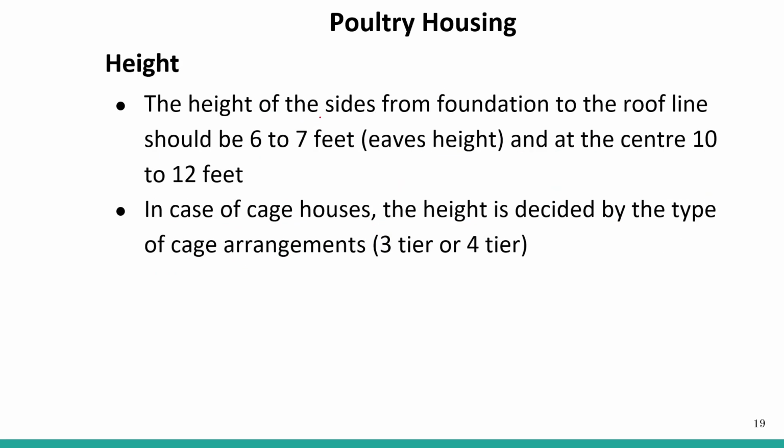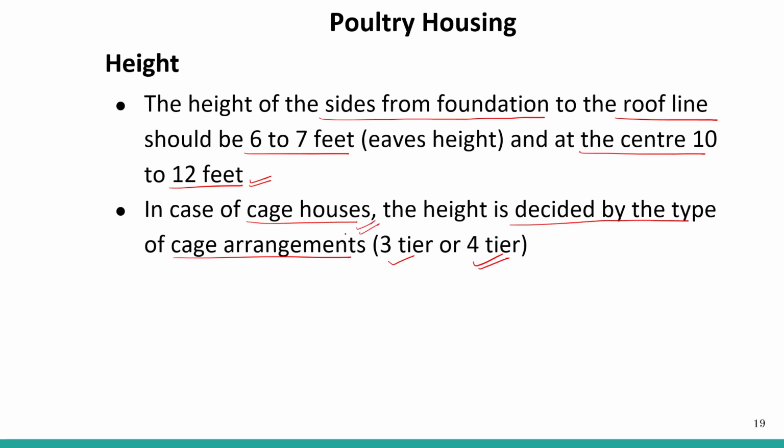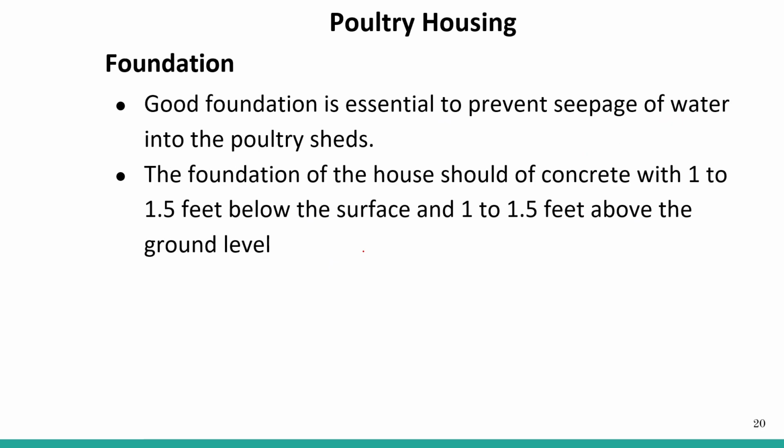Height. The height of the sides from the foundation to the roof line should be 6 to 7 feet, and at the center 10 to 12 feet. In the case of cage houses, the height is decided by the type of cage arrangement, whether it is 3-tier or 4-tier. According to that, the height is decided. Foundation. A good foundation is essential to prevent the seepage of water into the poultry shed. Very important point.